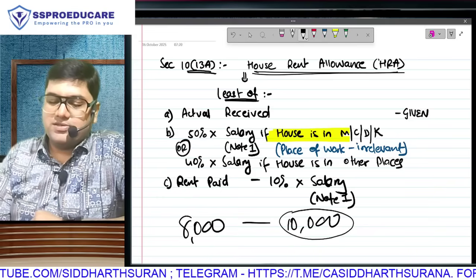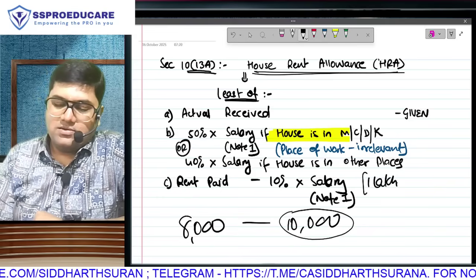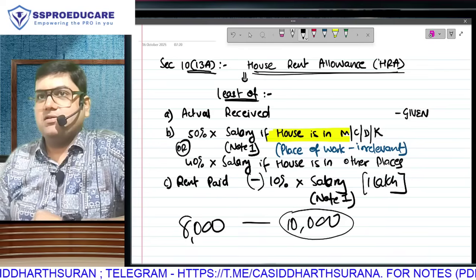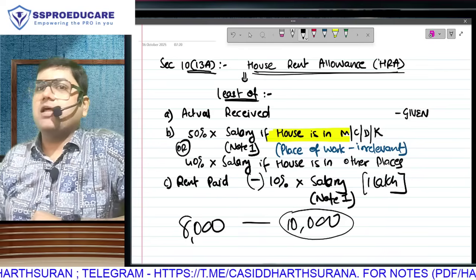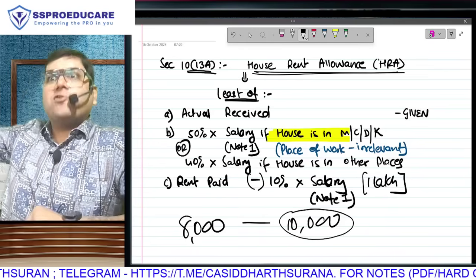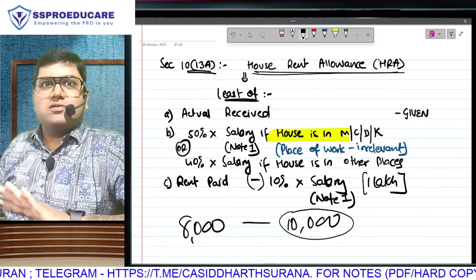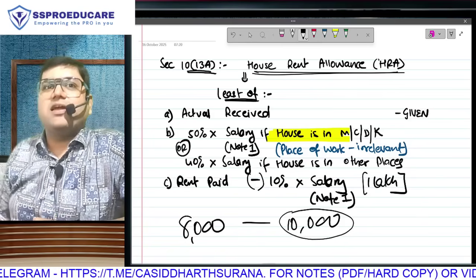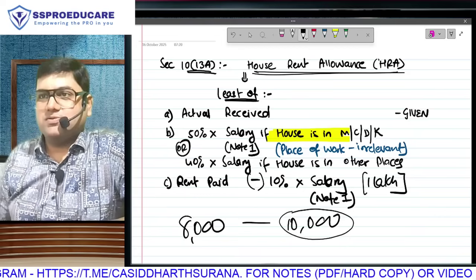My salary is how much? Assume 1 lakh. Rent paid minus 10% of salary. My salary is 1 lakh. 10% is 10,000. If I pay rent of more than 10,000, I will get exemption. But if I pay less than 10,000, it's a negative amount. I will not get any exemption. Negative exemption will not be there. You make it 0.